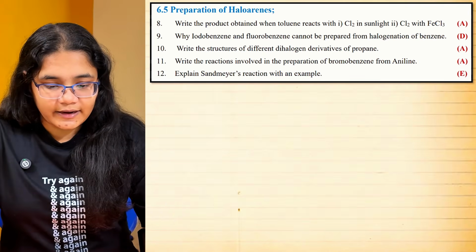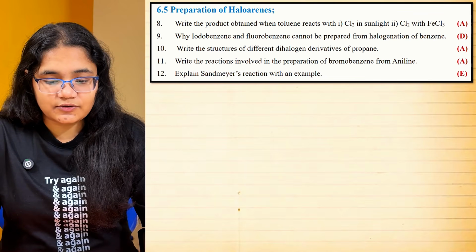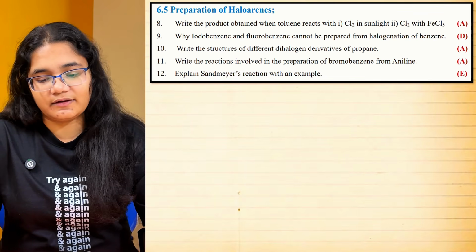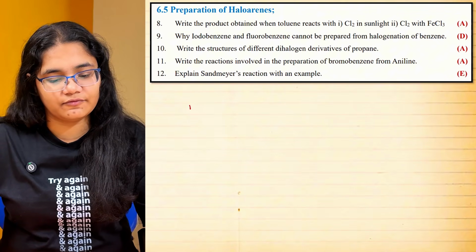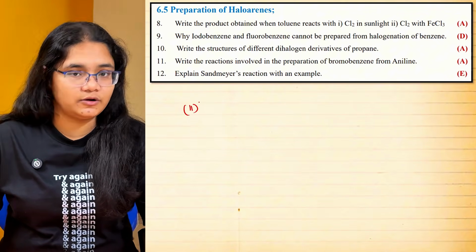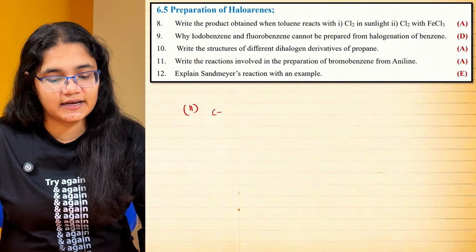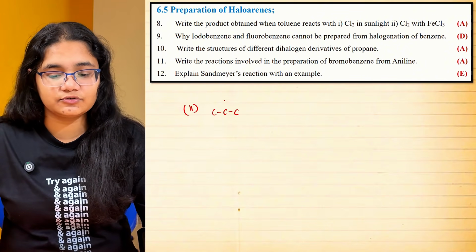Okay. Next, question number 10: write the structures of different dihalogen derivatives of propane. This is a very simple question. See, I have not marked any of these questions. These are not very important questions. But yes, since it is there in your question bank, you need to solve it.